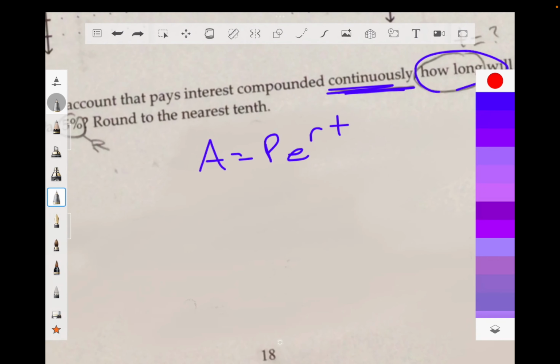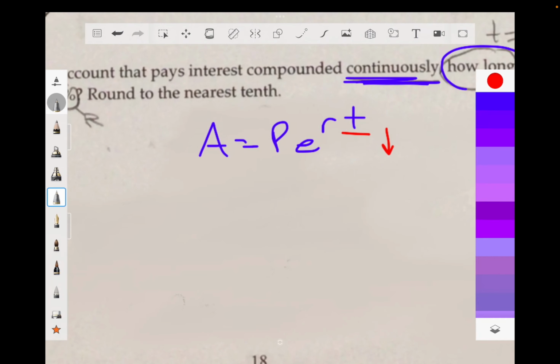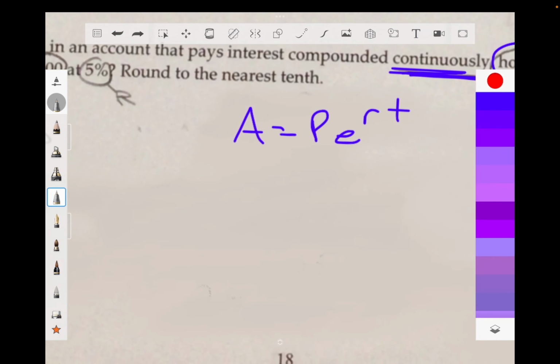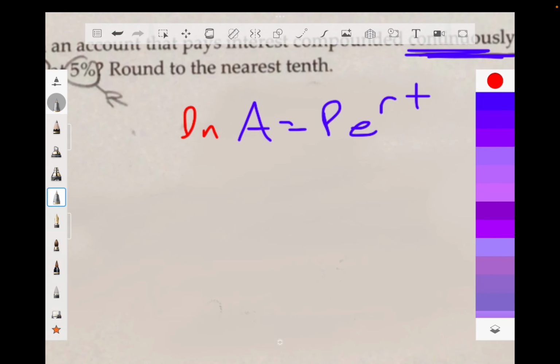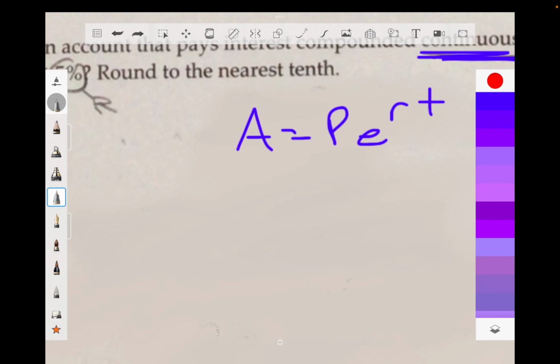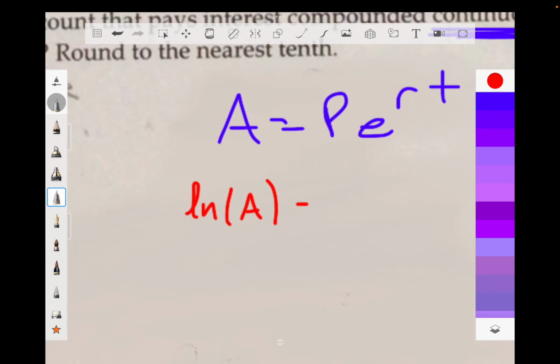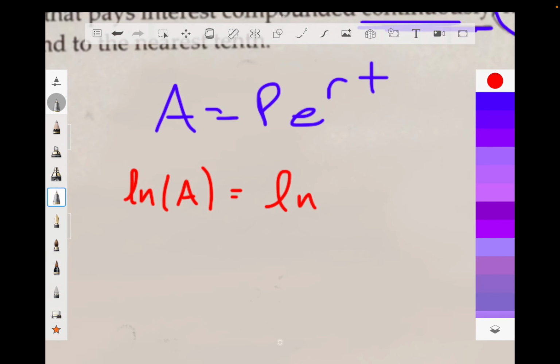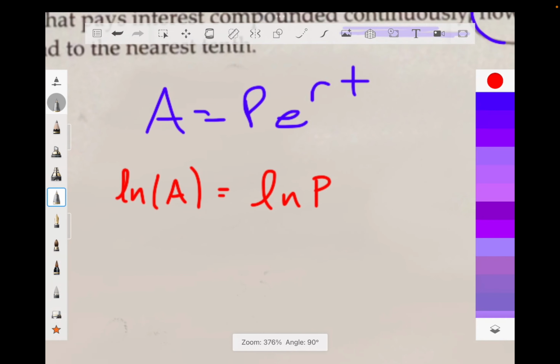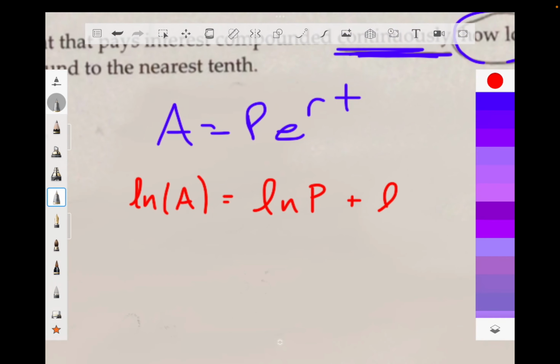So we want this t brought down because it's an exponent right now. We know that this is an e to the rt. So based off that, we could take a natural log of both sides to bring it down. So let's do that. So apply natural log on both sides. It's going to be natural log of A equals natural log of P e to the rt. That's another rule of natural logs.